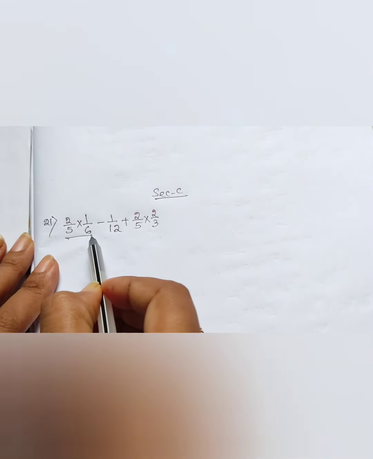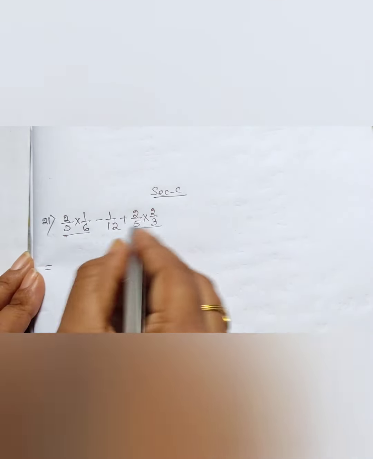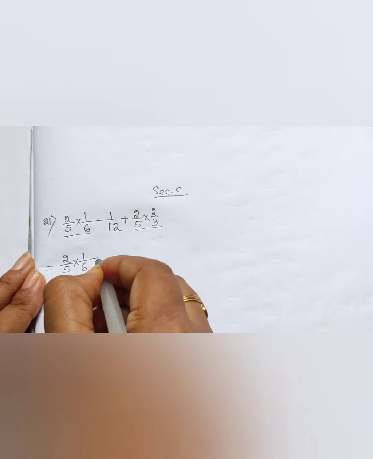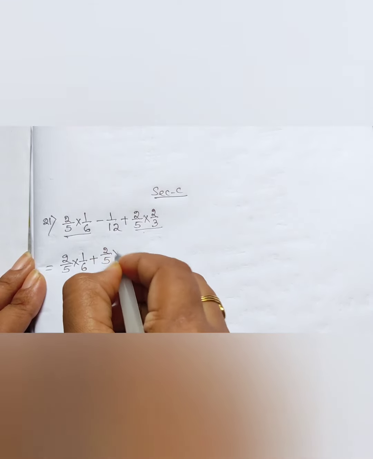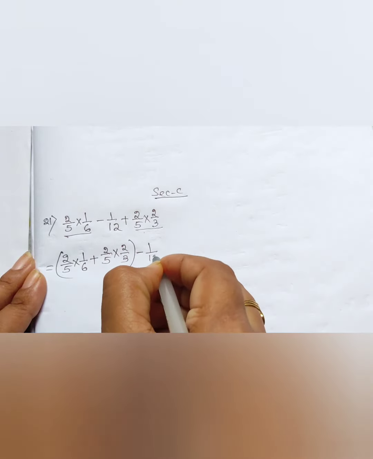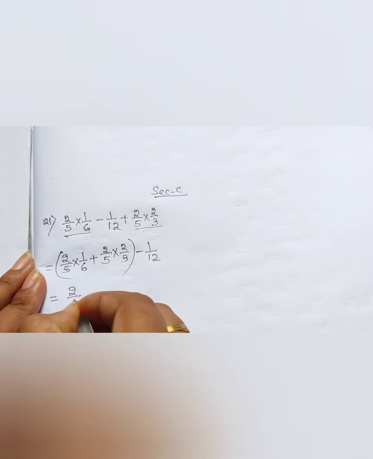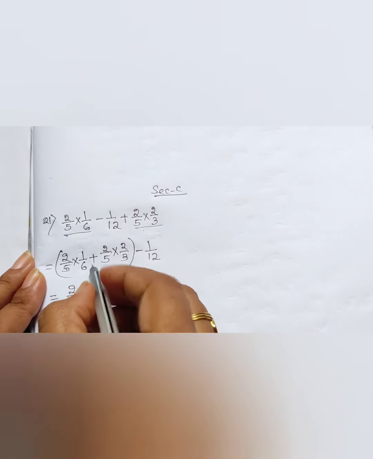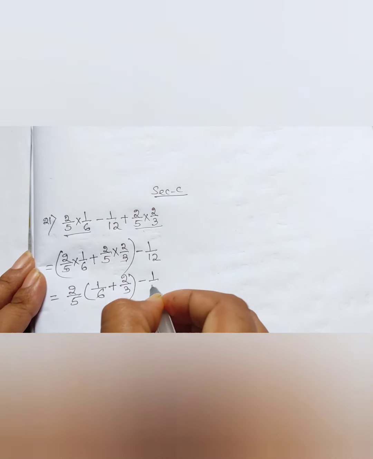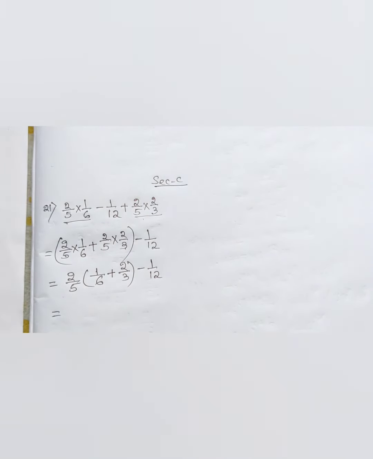As you can see, in both of these sections, 2 by 5 is common. So here, according to this, we can take 2 by 5 as common. First, write them together. Here, the distributive property of multiplication over addition has worked. So here we will take common 2 by 5, so that inside the bracket we can write at first 1 by 6, then plus sign, then 2 by 3, then minus 1 by 12. Now first of all, we have to finish our bracket work.